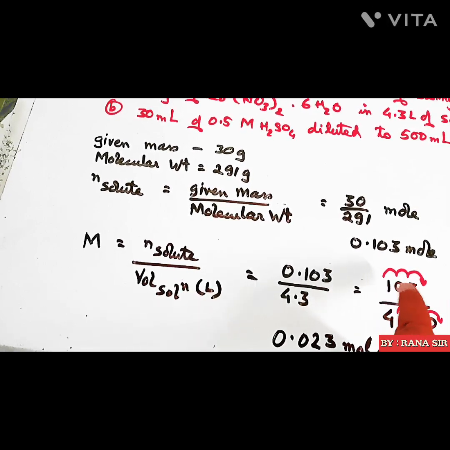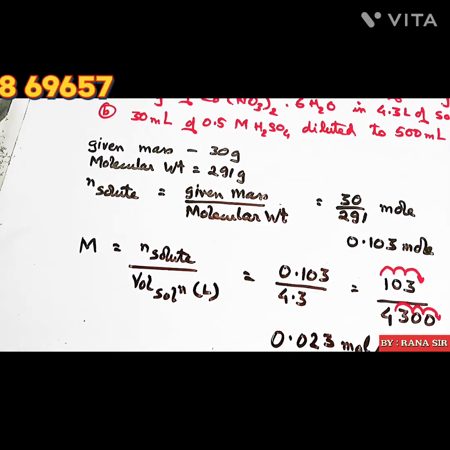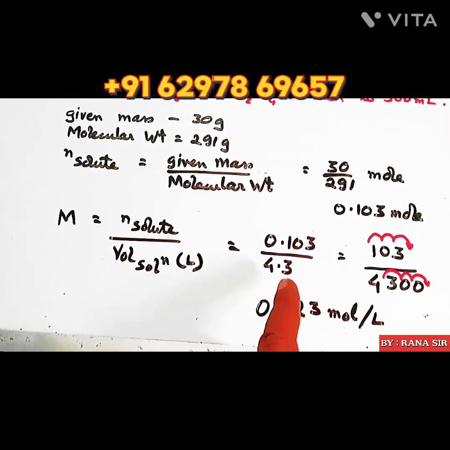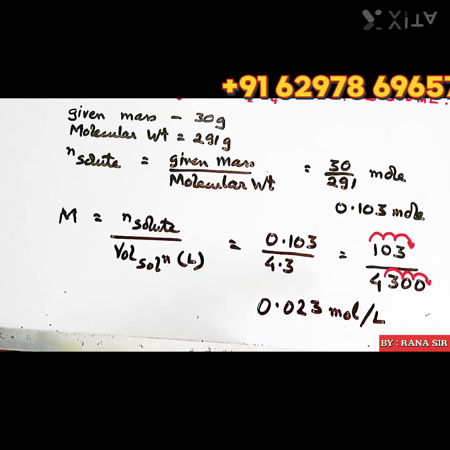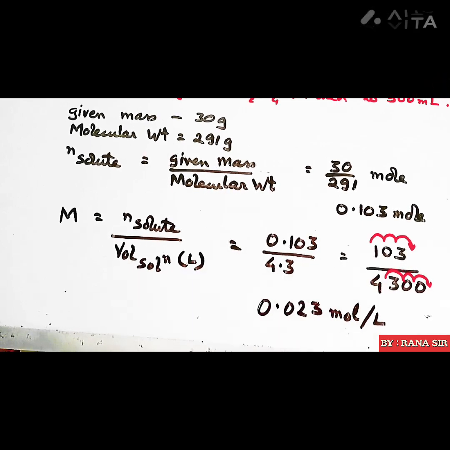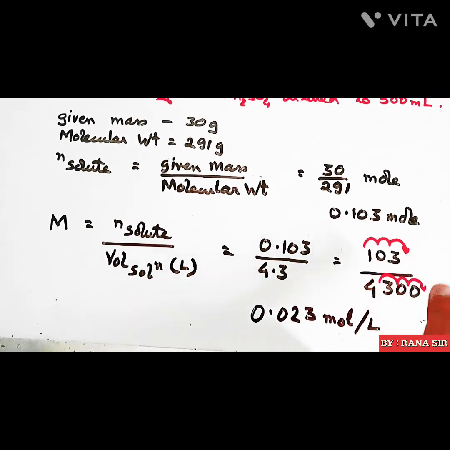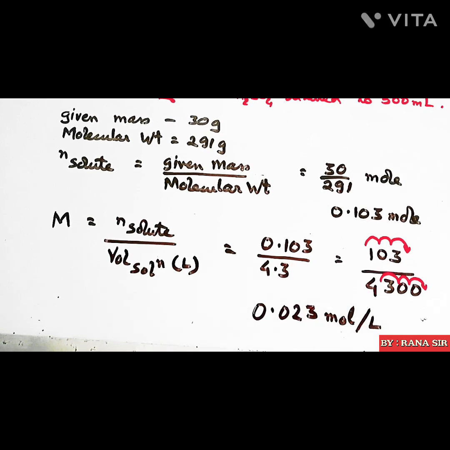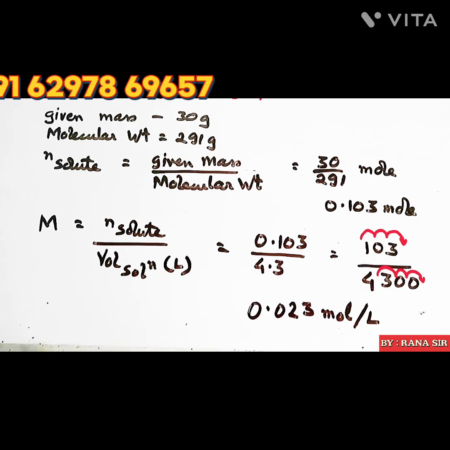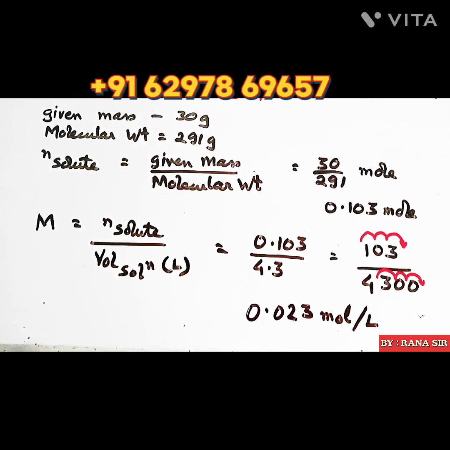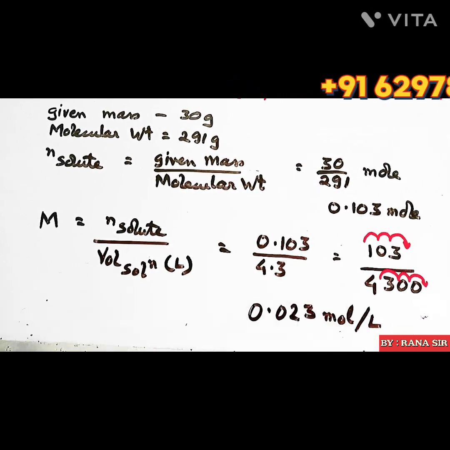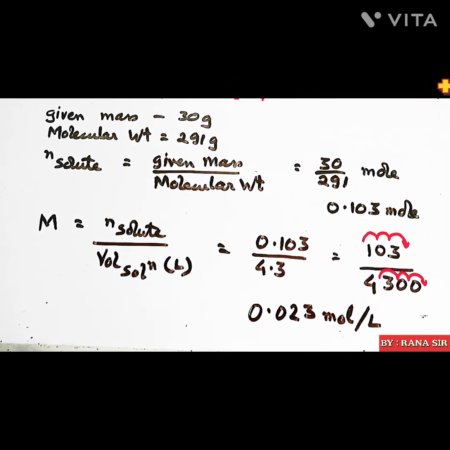So I have jumped the decimal point 3 places towards the right. At the same time, I'll jump the denominator decimal sign 3 places towards right. So it's 4.3, already 1 place is there, so I'll jump it 2 times. So now what is the value? The value is 103 by 4300. So when we divide, we get the answer as 0.023 moles per liter. This is mole, this is liter. So moles per liter. You can also write as mole liter to the power of -1. So either way it is correct.